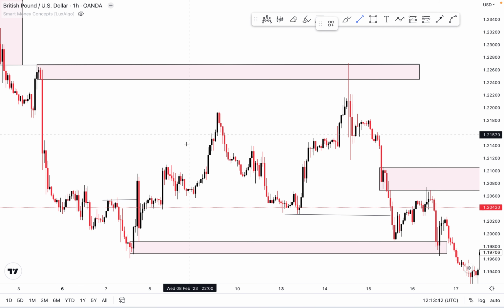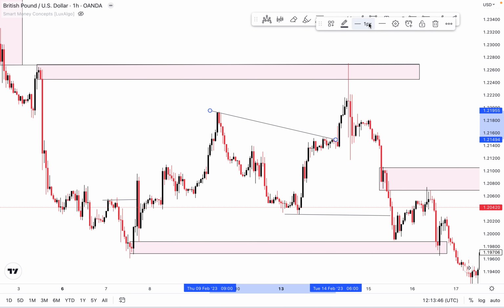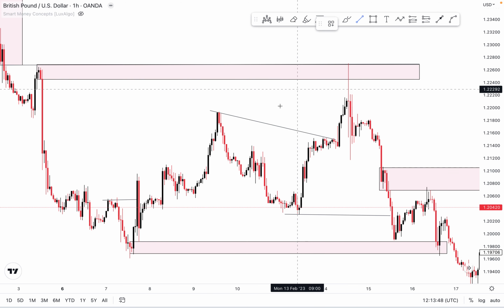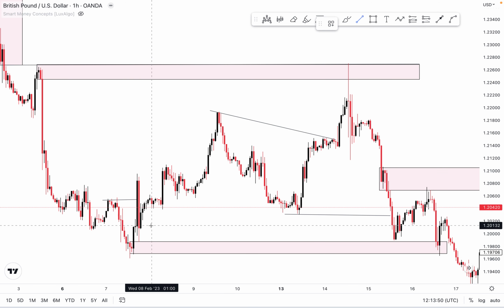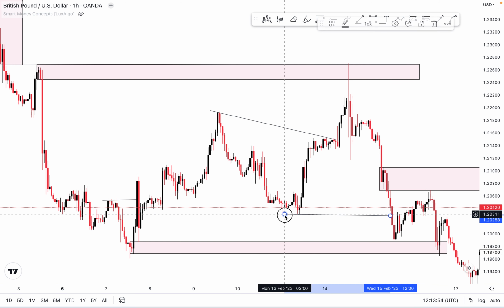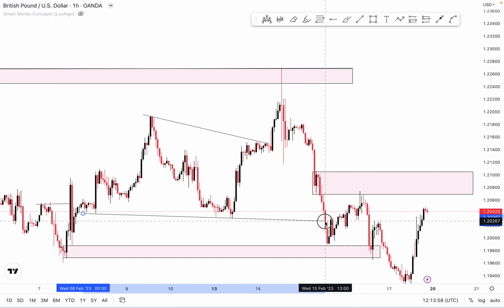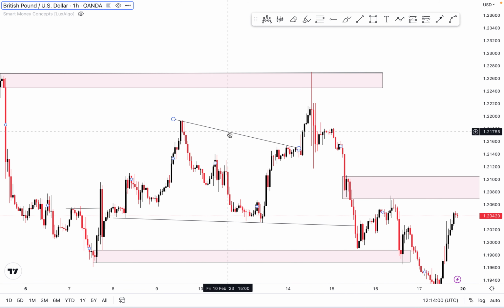Some extra liquidity was sleeping above here. This was liquidity sleeping. And also we always have liquidity sleeping at both sides of the market, and price needs to tap before continuing its movement. So this was liquidity sleeping here. Price needs to clear that out. So liquidity here was taken out.